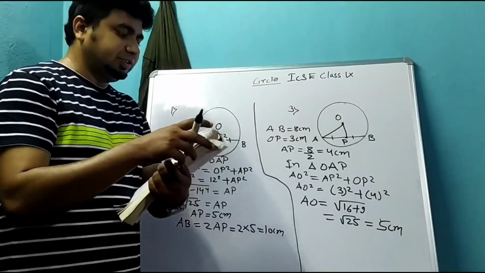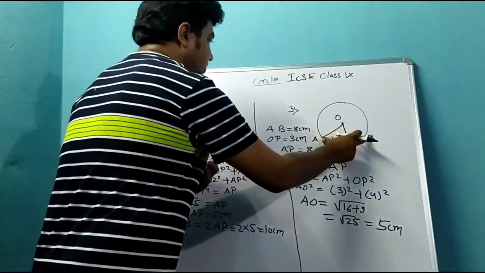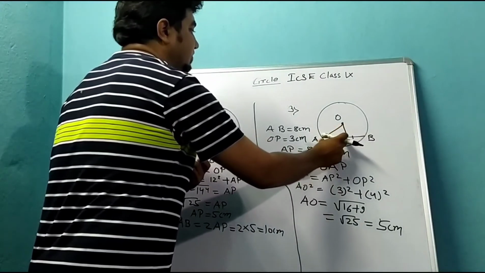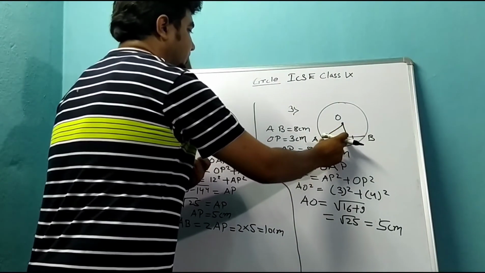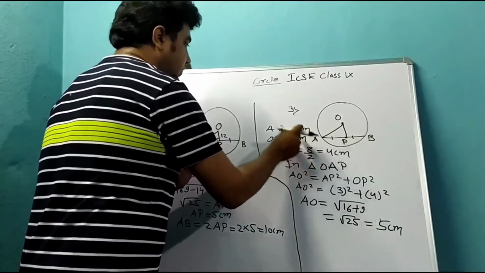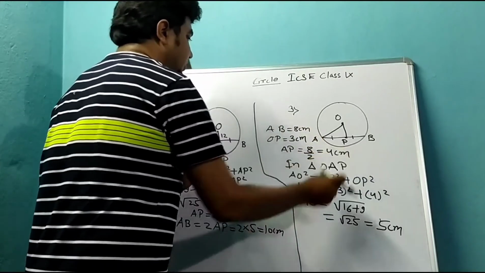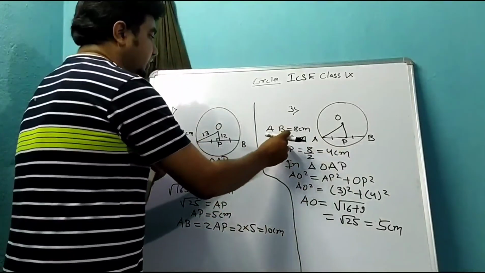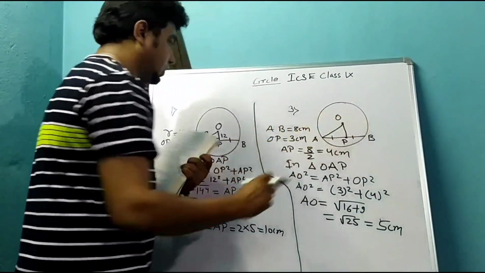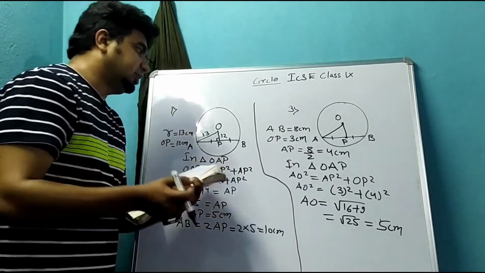Now in question number 3, it is given a chord of length 8 centimeter, means AB length is given to us. Now I will be finding AP, because AP we can find easily, because AP will be half of AB. AP will be 8 by 2, which is equal to 4 centimeter. Now in the triangle, the distance from the center is also given. OP length is also given.